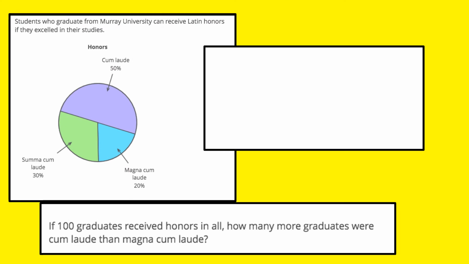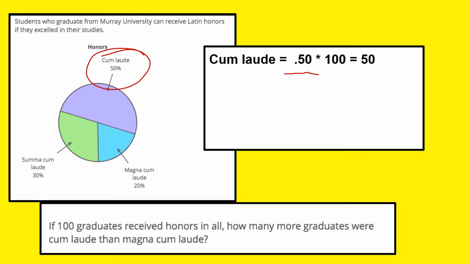Students who graduate from Murray University can receive Latin honors if they excelled in their studies. If 100 graduates received honors in all, how many more graduates were cum laude than magna cum laude? If we look at the circle graph, we can see that 50% of the students were cum laude. Therefore, 50% of the 100 graduates will be 0.50 times 100, which is equal to 50. So 50 students graduated cum laude.